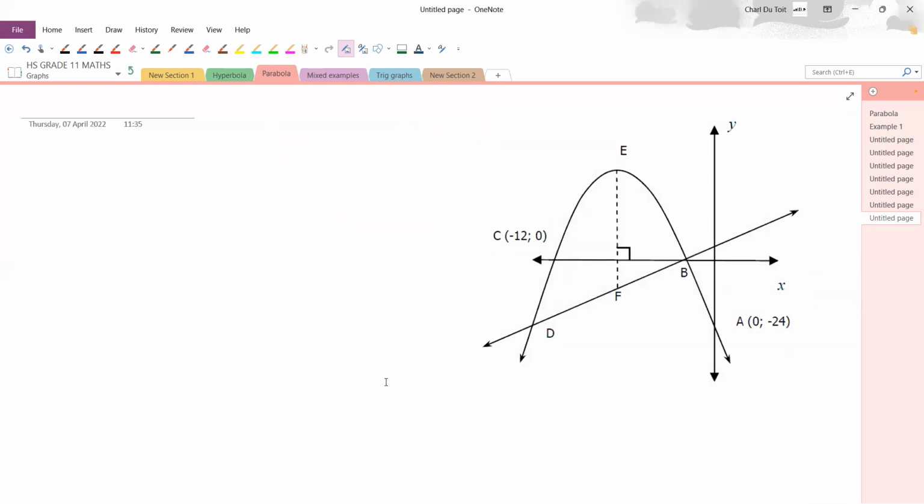Quickly redraw that in your textbook, and they're going to tell you that this equation is y equals x plus 2. So that straight line. Tell me when you're finished. Please redraw that.